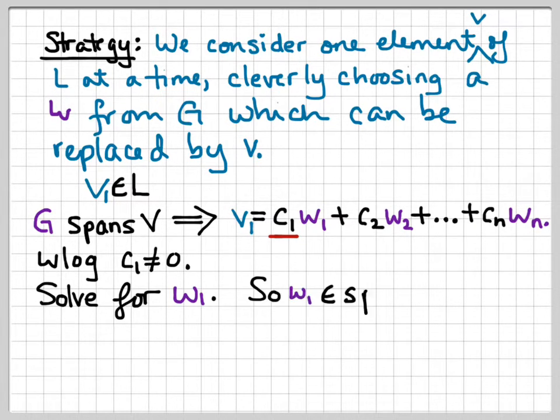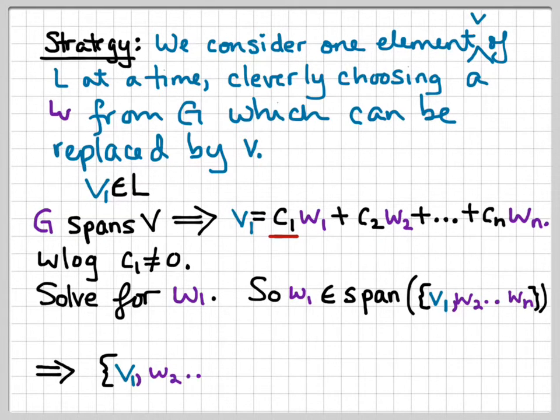Now because C1 is not 0, I can solve for W1, and that means that W1 is written in terms of V1 and all of the other W's. Okay? Now this is going to use the second fact from the previous slide. This tells me I had a set of W1, W2 up to Wn, and when I remove W1 and put in V1, W1 is in the span. That tells me that this new set with W1 removed and V1 added continues to span V. Okay, so that is the key fact right there.